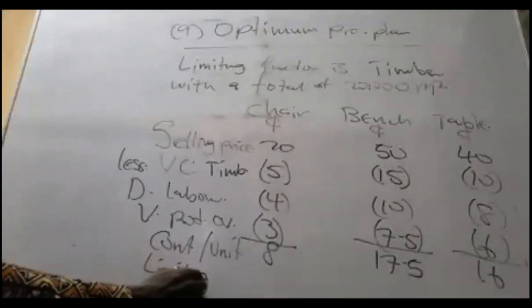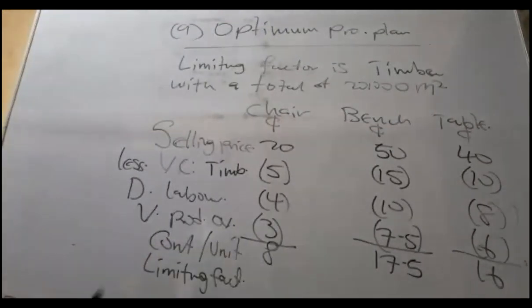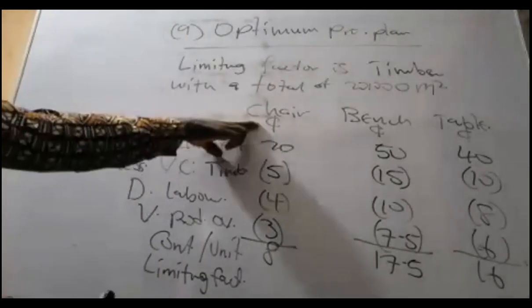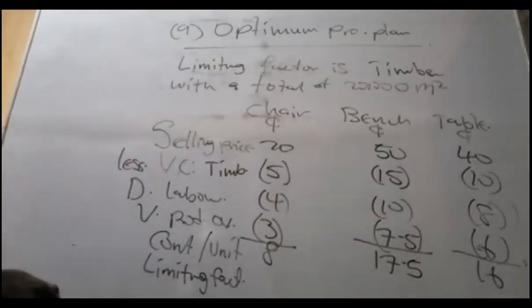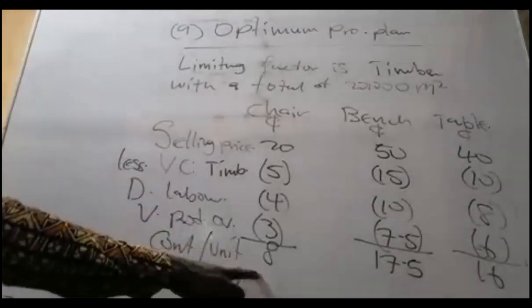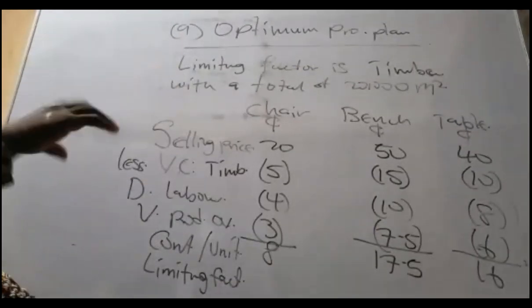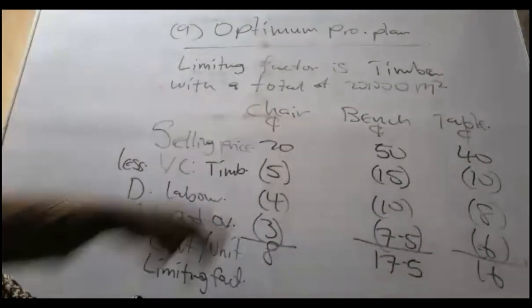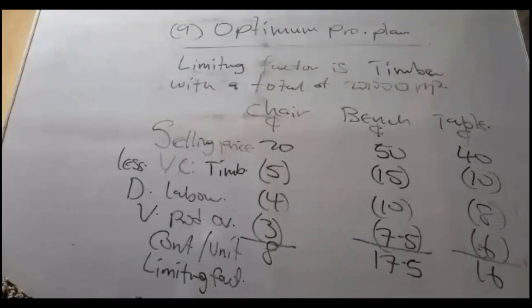So the limiting factor, we have identified the limiting factor to be what? Timber. So timber is the limiting factor. So it means that we have to look for, if they want to produce a chair, how many square meters of timber they need? How many meters of timber would they need for bench and that of table? We are done. That is the limiting factor.